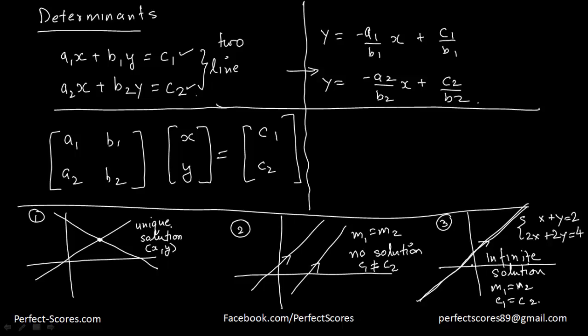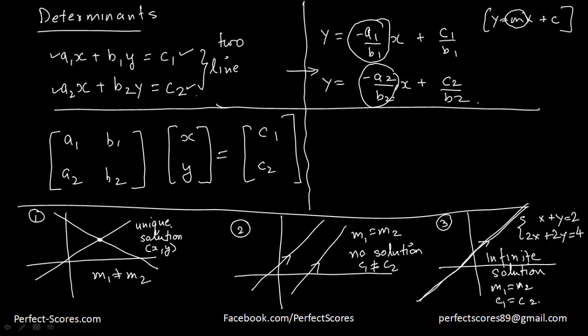So these are the three different ways in which two lines can intersect, and now I'm going to relate that to our equations. These are two lines, and they can intersect in this way. If their slopes are not equal, then I'm going to get a unique solution. And what is the slope of this line? y is equal to mx plus c, where m represents the slope of the line. So this represents the slope of this line, and this represents the slope of this line.